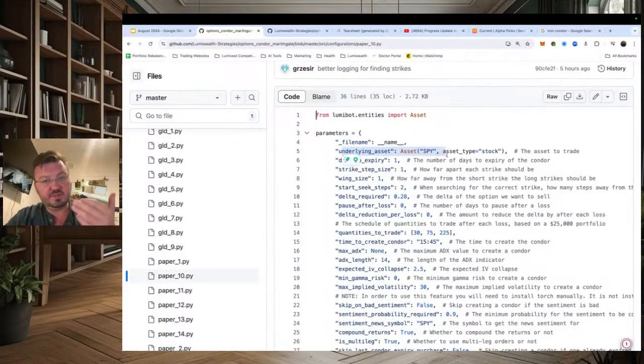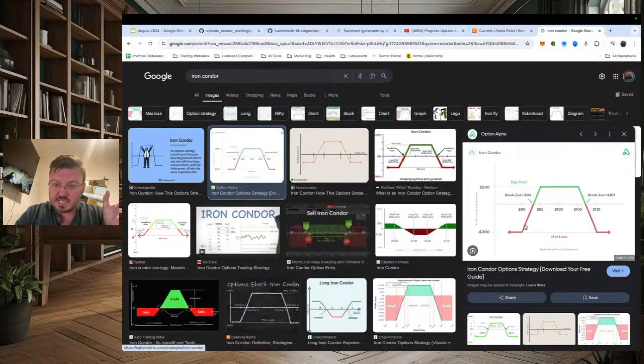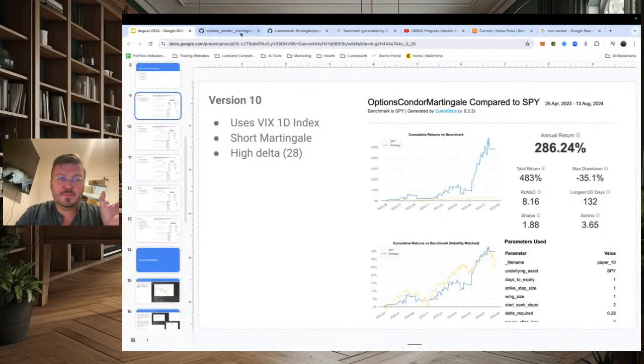This one, specifically 10, is trading the SPY, okay? It has a days to expiry of 1, so it's basically buying or selling a condor that's expiring the next day, right? Wing size is 1, right? So we're talking about this part here. This is the wing size. This is 1 strike, or $1, on both sides, okay?